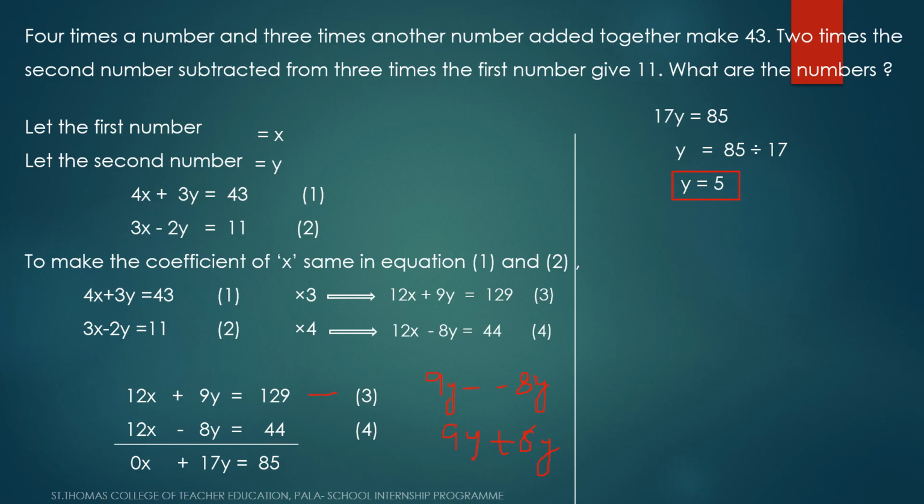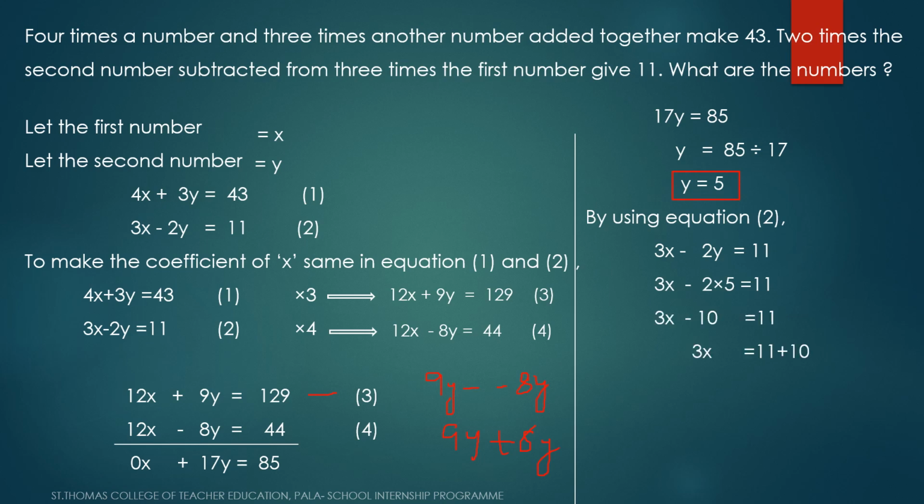Now how will you find the value of x? Yes, by substituting in any of the equations. So here I am using equation 2. What was the equation? 3x minus 2y equal to 11. Then what is the next step? 3x minus 2 into 5 equal to 11, isn't it? Then what is the next step? 3x minus 10 equal to 11, isn't it? Good. So in order to get 3x, what do you have to do? 11 plus 10. And what is 11 plus 10? It's 21. So we get 3x equal to 21.